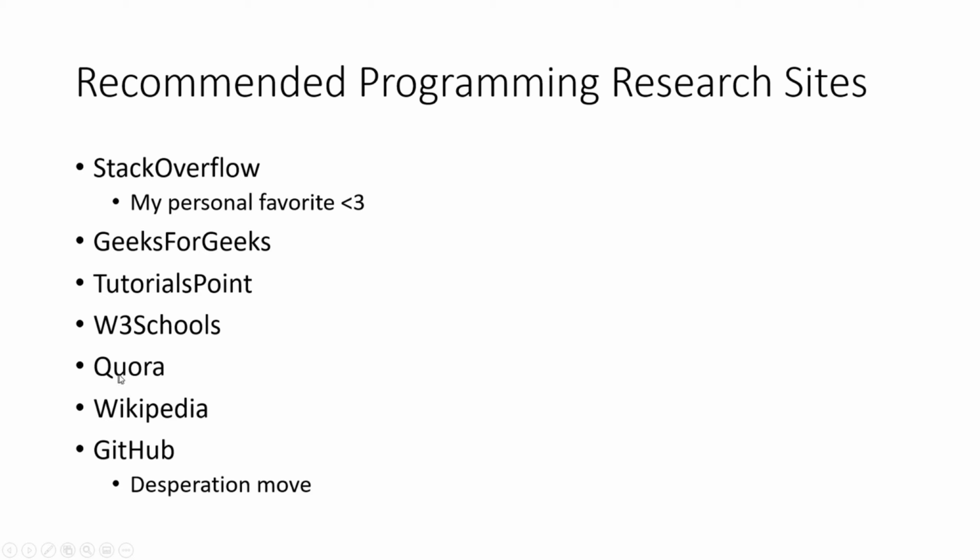Quora is kind of in the same vein as Stack Overflow. It's a question and answer site, so it's got good stuff there. Good old Wikipedia. I mean, it's been around forever, and honestly, it has comprehensive information about just about any subject you can think of. So I will sometimes find my way there and use that as a reference. And then GitHub, I have here, it's a desperation move. I'll even demonstrate how this is a desperation move, but in a pinch, I have even used them to help me do my research.